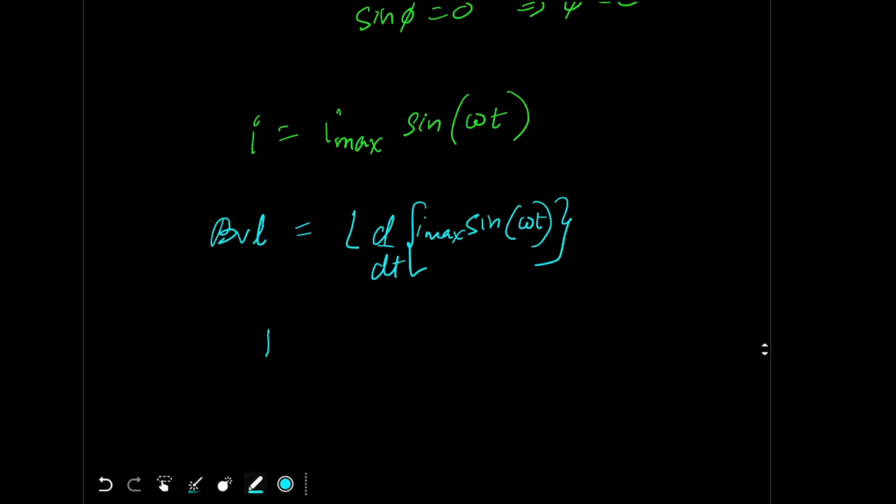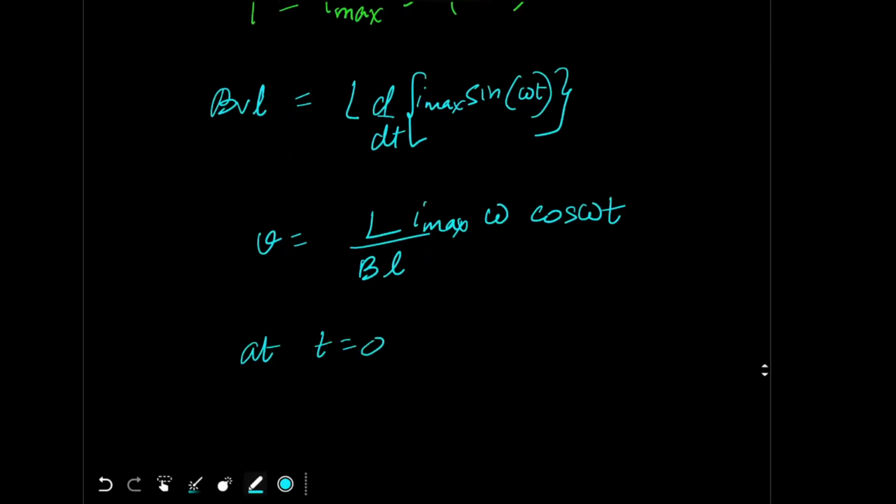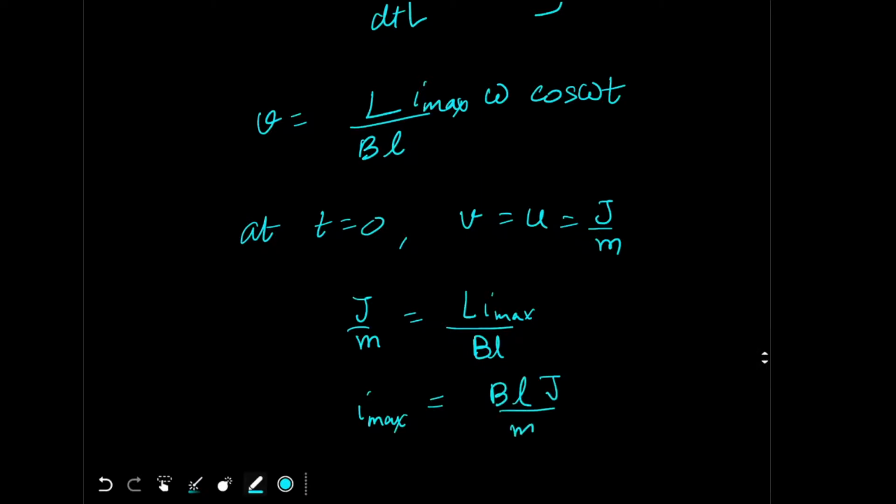Okay, so V will be equal to L times I max by BL, omega cos omega t. Now at t equal to 0, V is equal to U, the initial velocity, and that is J by M. Correct. So at t equal to 0, cos 0 will be 1. So J by M is equal to L I max by BL. So I max is equal to BL J by ML.